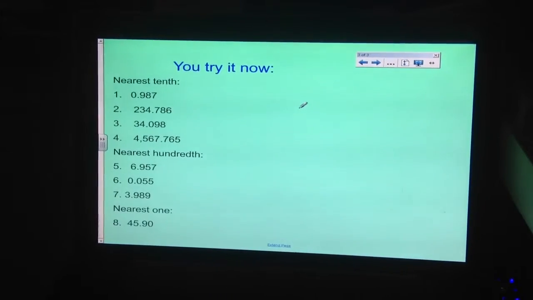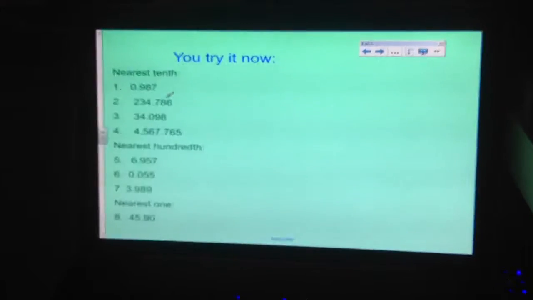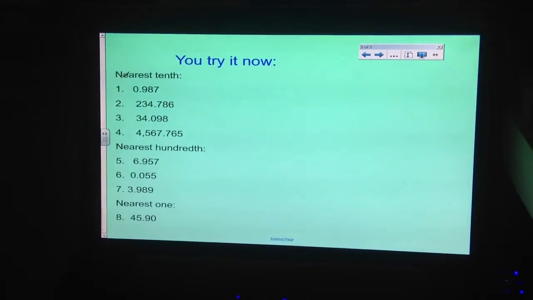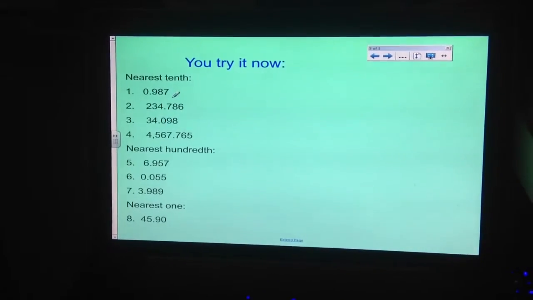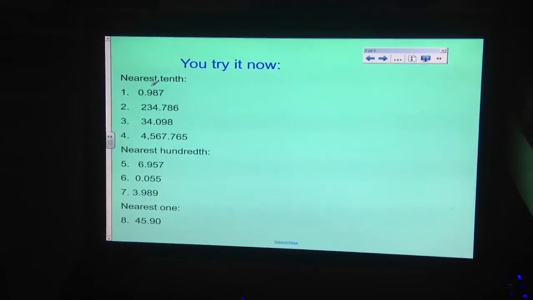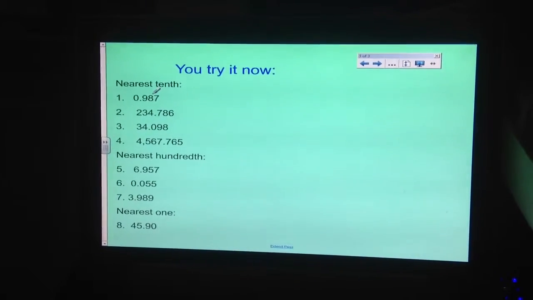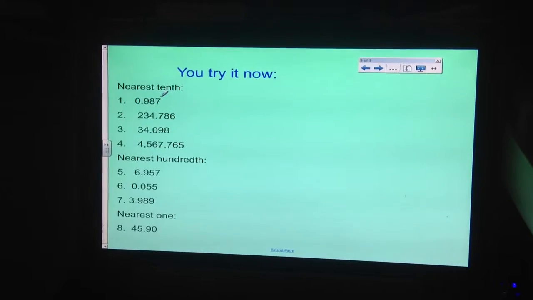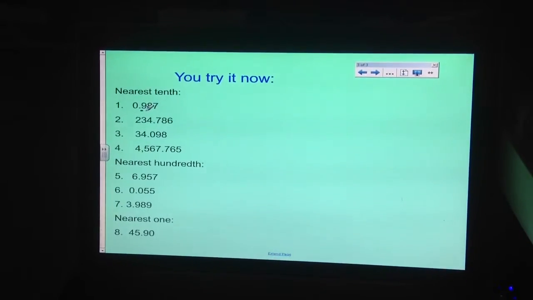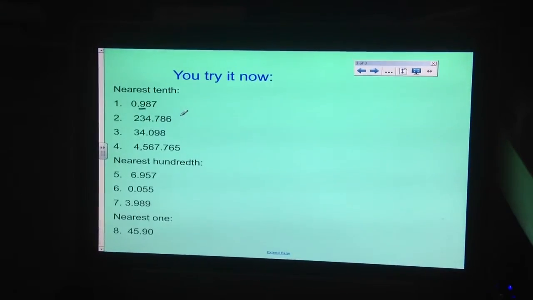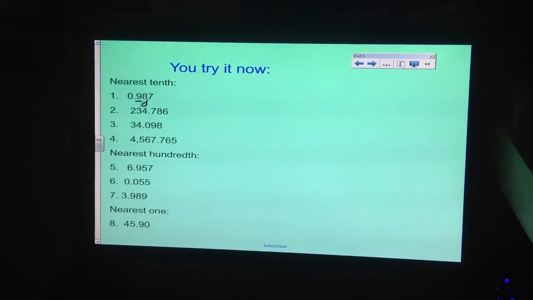Okay, now we're going to try some together and do some more examples. So, for example, this one says the nearest tenth. First thing I have to do is identify the tenths place. So I have my 9, which is in the tenths place, 8, which is in the hundredths, 7, which is in the thousandths place. I would underline the digit that's in the tenths place and then use the digit behind that to tell that number what to do.